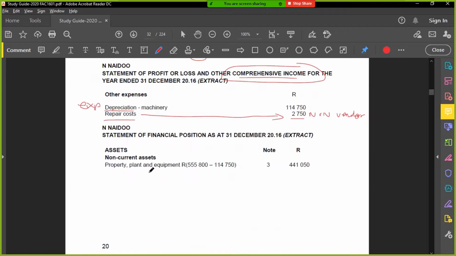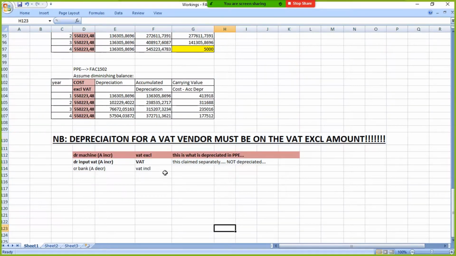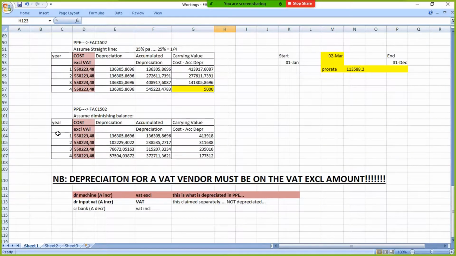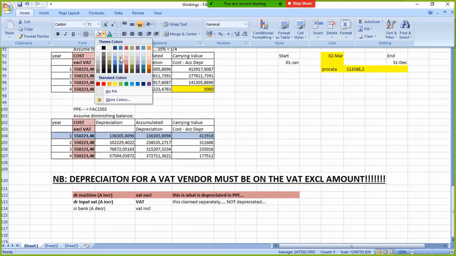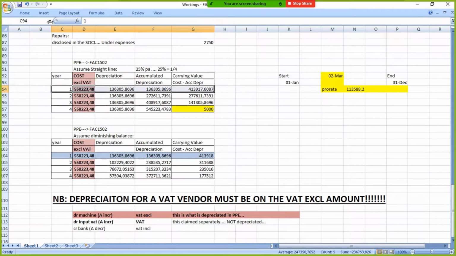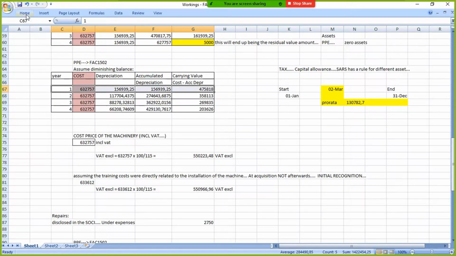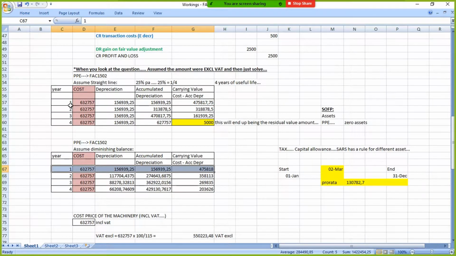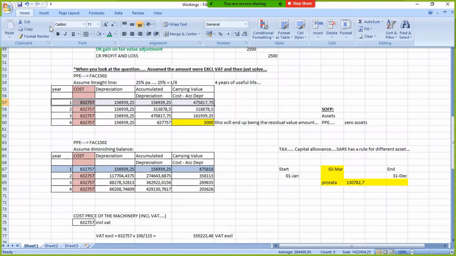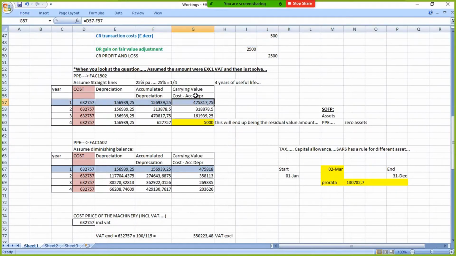All right, and then the disclosure here, there's the PPE. Remember, PPE is going to show the cost minus the accumulated depreciation. So in our example, we're going to show the carrying value, and that's for year one. We could have shown any one of these lines. It doesn't matter which line you're looking at. Remember, we're looking at the carrying value.